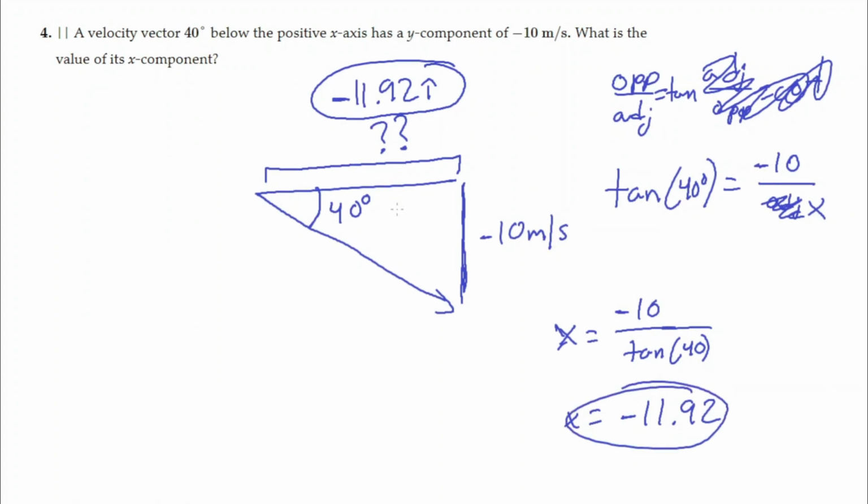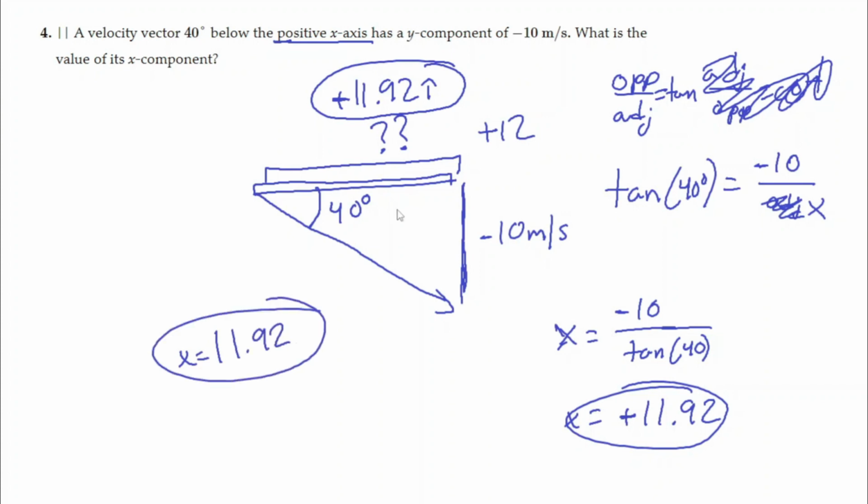And the answer is actually positive. So it's positive 11.92 or positive 12. And that is because the question is referring to the positive x-axis. So it's meaning to the right of the y-axis, basically. And to the right of the y-axis, everything is positive, or the x values are positive. So the answer really would be just x is equal to 11.92, actually.